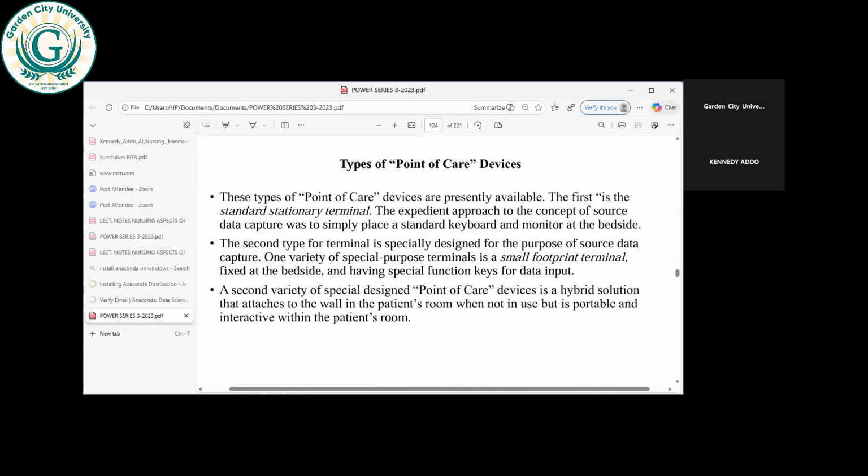Now, let's look at the types of point-of-care devices. The first is the standard stationary terminal, which is very important.